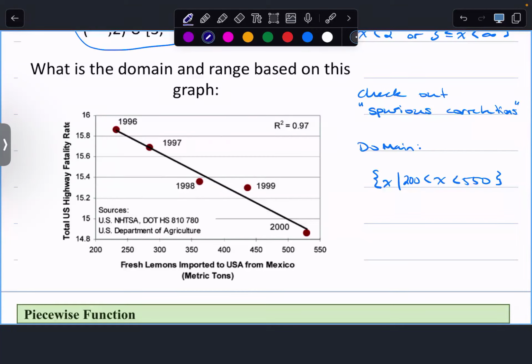And same thing for the range. We can use interval notation for the range just to flex our muscles here. The range is the values of y. Now I'm just going to look at the values that are given. So 14.8 to 16-ish. 14.8 up to 16 is the range. Remember, the range is for the y, so you don't want to incorporate any x's there.